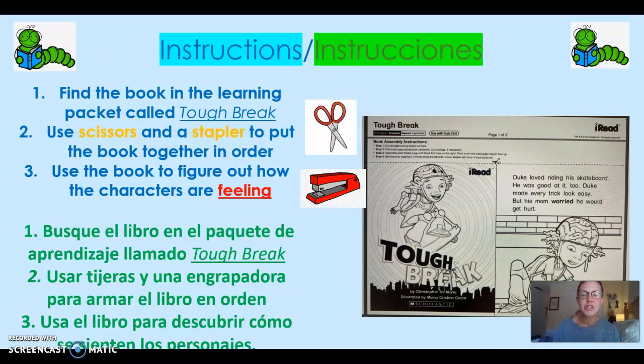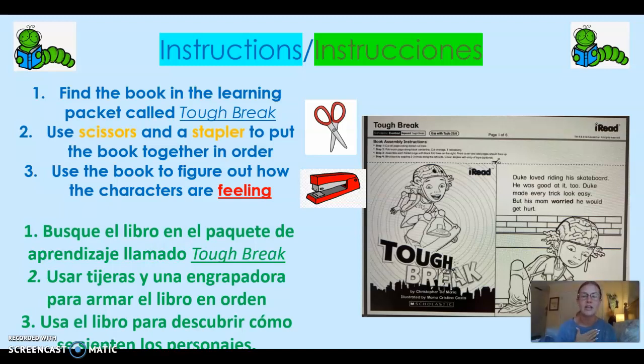So what you guys are going to do today is find the book in your learning packet called Tough Break. It looks just like this. And just like we've done when we make all the books, we are going to cut on the dotted line right here, and then we fold on the solid black line to make our pages. And then we line them up in the order that they go, front to back. You guys are going to use scissors and a stapler to put the book together, and then you're going to use the book, Tough Break, to figure out how the characters are feeling.